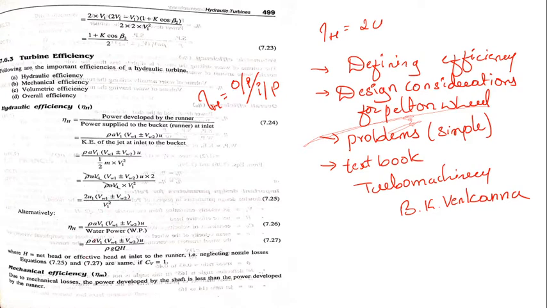Or we can also write this as rho A V1 water power, that is rho Q g H. These are the two things you should remember here. The hydraulic efficiency is given by this formula or by this formula. The next is the mechanical efficiency. It is defined as power at the shaft of the turbine to the power developed by the runner. And the volumetric efficiency is the volume of water actually striking the runner by the volume of water leaving the nozzle.